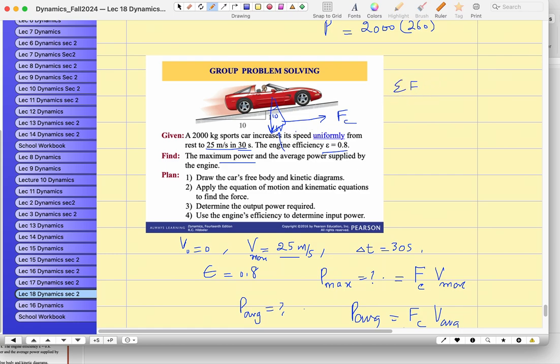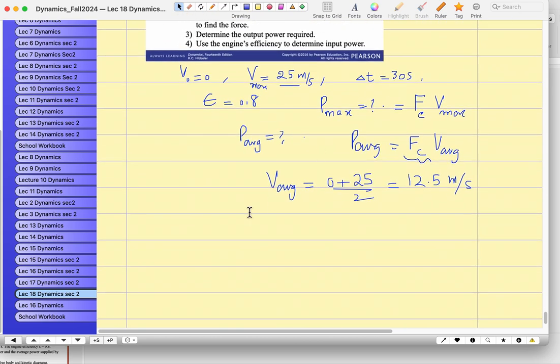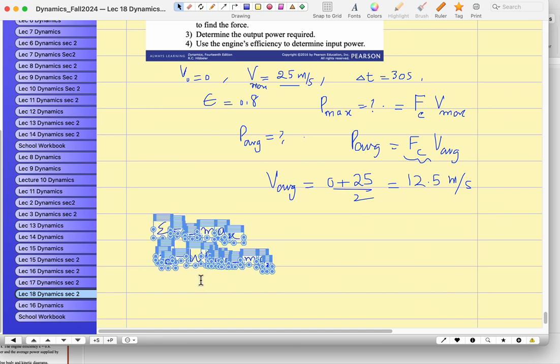If I do the equation of motion over here, suppose this is my x direction, this is my y direction. So this is my forward force minus W sine 10 equal to mass times acceleration. So this is the equation of motion. And W is 2,000 times gravity. My objective is to find the F sub C.